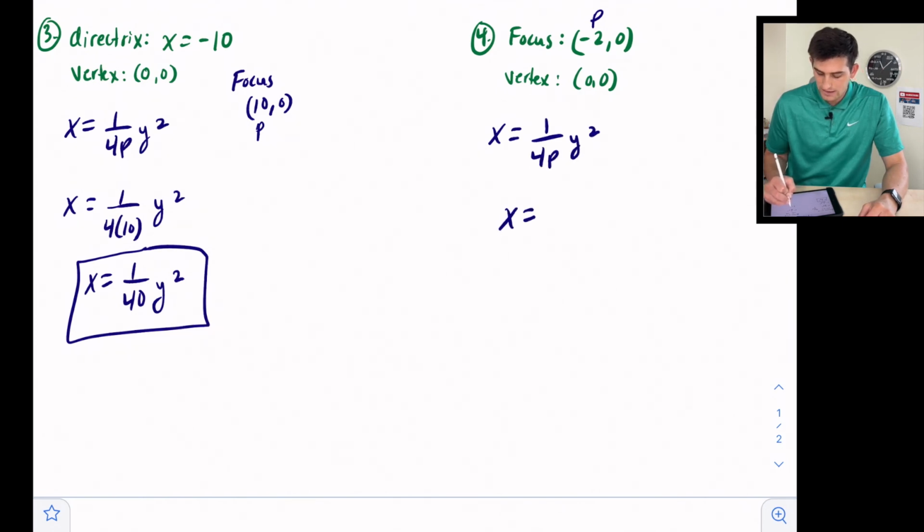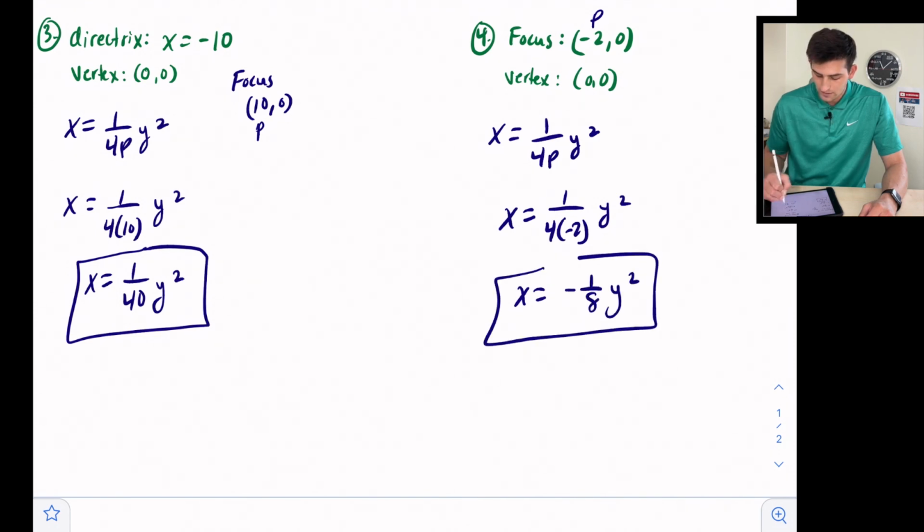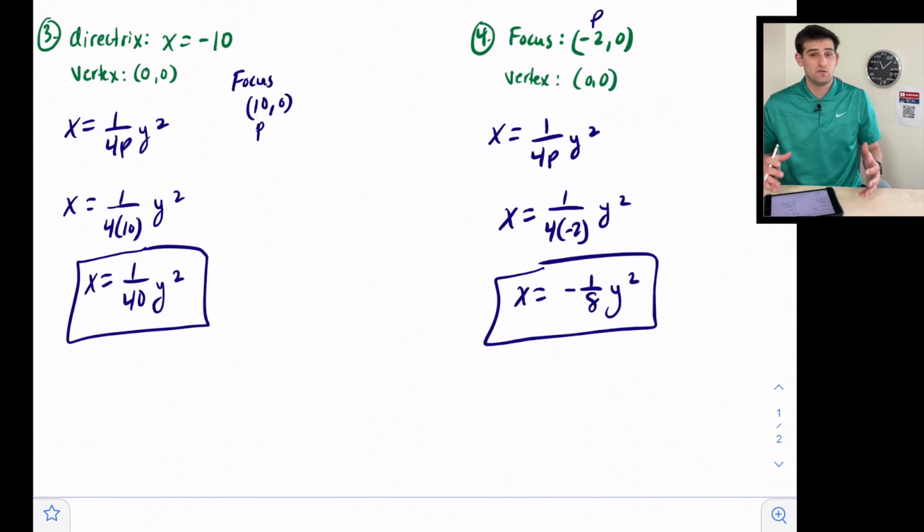And we can plug in negative 2 for p. So 1 over 4 times negative 2, y squared. And we get our final equation of x equals negative 1 over 8 y squared. Okay, and that's how you can write the equation of a parabola given the focus or directrix and the fact that the vertex of the parabola is at the origin.